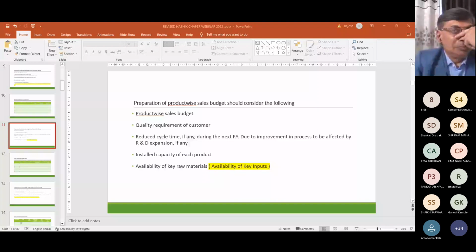Here again, for raw material, sometimes a corporate explores the possibility of backward integration. That means, for a key raw material, to have an economical benefit, the company may think of putting up its own plant. That can also be factored in, whether it is viable to have backward integration for the key raw materials. That possibility also needs to be explored.